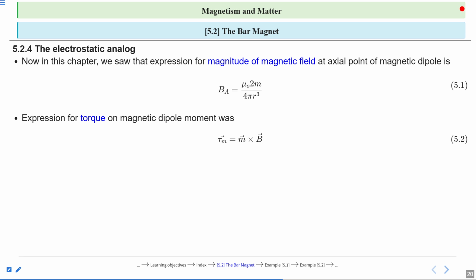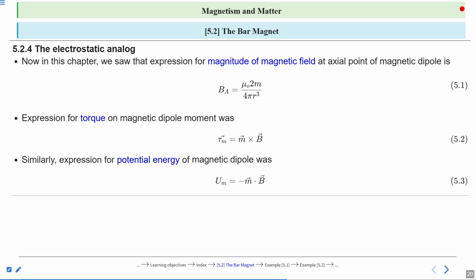The expression for torque on a magnetic dipole moment was tau m equal to m vector cross B vector. Mark it as 5.2. And similarly, the expression for potential energy of a magnetic dipole was U m equal to minus m vector dot B vector. In electrostatics it was U E equal to minus p vector dot E vector.